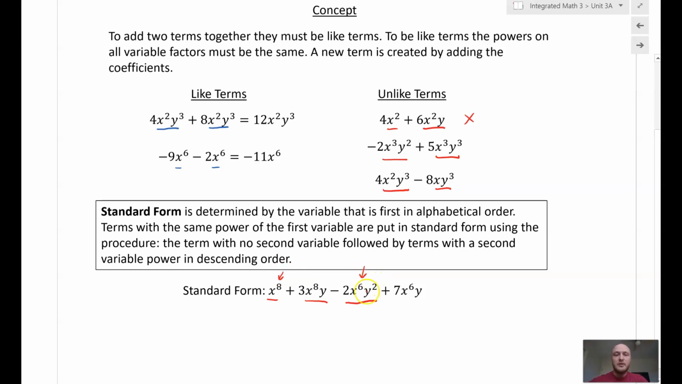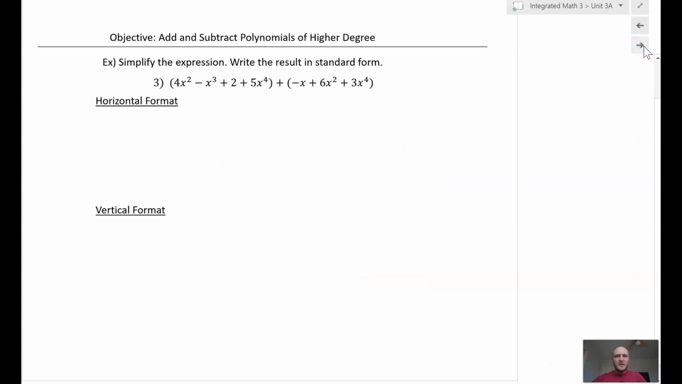Then notice I have x to the 6th y squared, and after that is going to come my x to the 6th y to the first term. So that's the standard form that we'll be using in these problems. All right, so let's go ahead and simplify this expression and write the result in standard form.